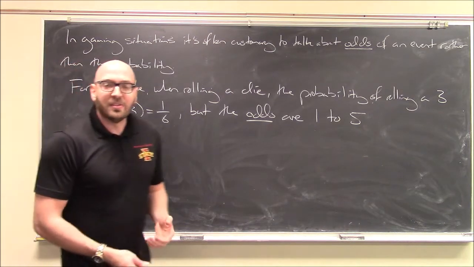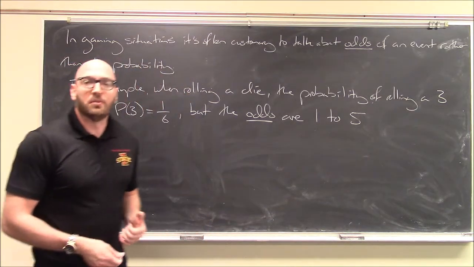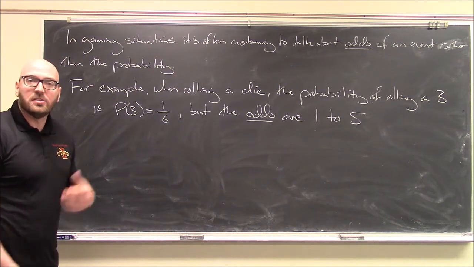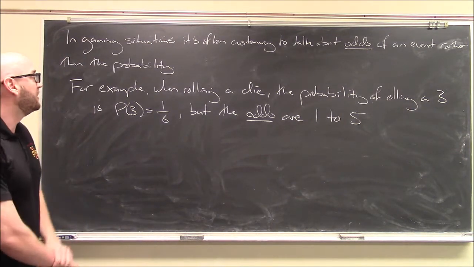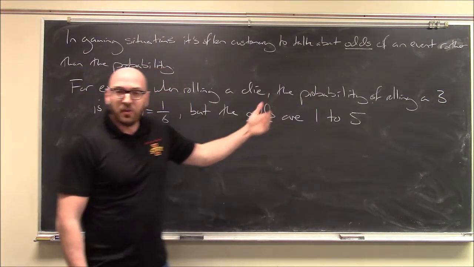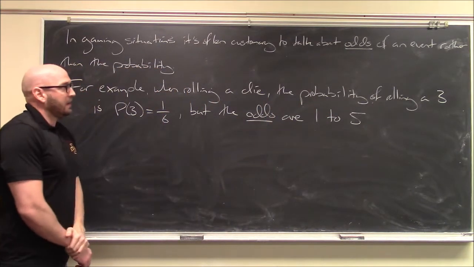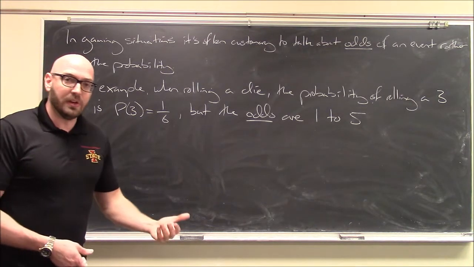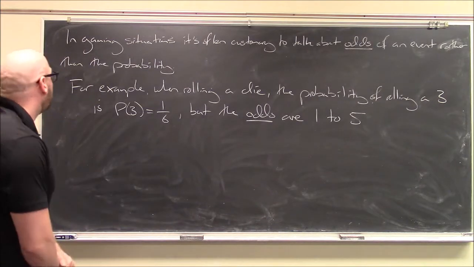So last up, just a little bit of extra terminology. Another way of expressing probabilities is odds. And odds are typically used in gaming or gambling situations where it's customary to discuss the odds of an event rather than the probability. Of course, they're both completely compatible with each other. If you know the probability, you know the odds, and if you know the odds, you know the probability.